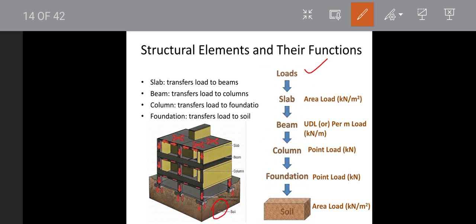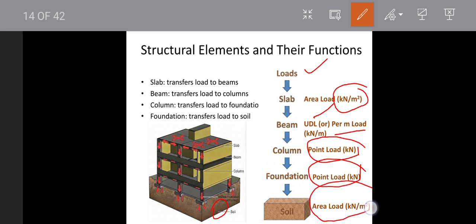In the slab, the load acts like an area load, that is per square meter. From the slab it is transferred to the beam, which acts as a per meter load or UDL. Coming to the column, it acts like a point load, and from column to foundation also it acts like a point load, and from foundation to soil it acts like an area load, because the starting point is an area load and the ending point is also an area load.